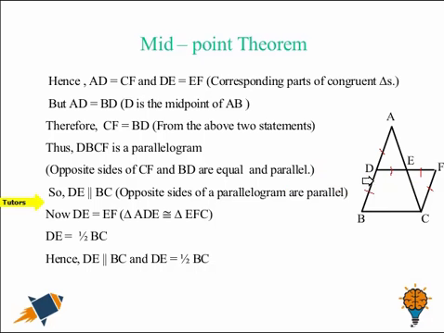Now DE is parallel to BC because that's a side of the parallelogram, and we know that opposite sides are parallel. And we know that DE is equal to EF. As opposite sides are equal, we can say that DE is half of BC. Hence we have proved that DE is parallel to BC and DE is half of BC.